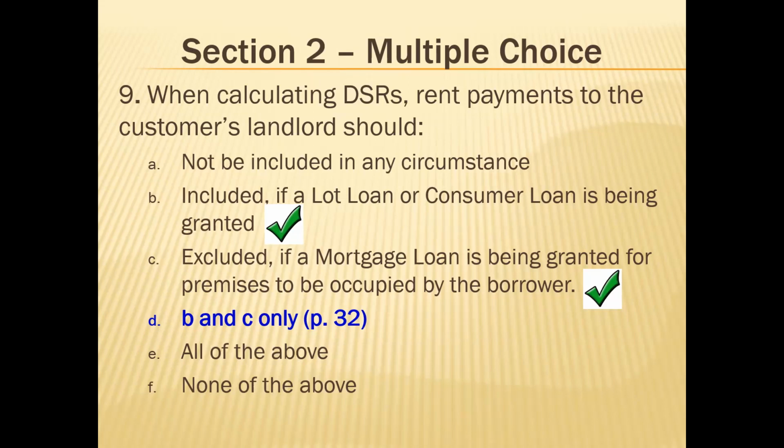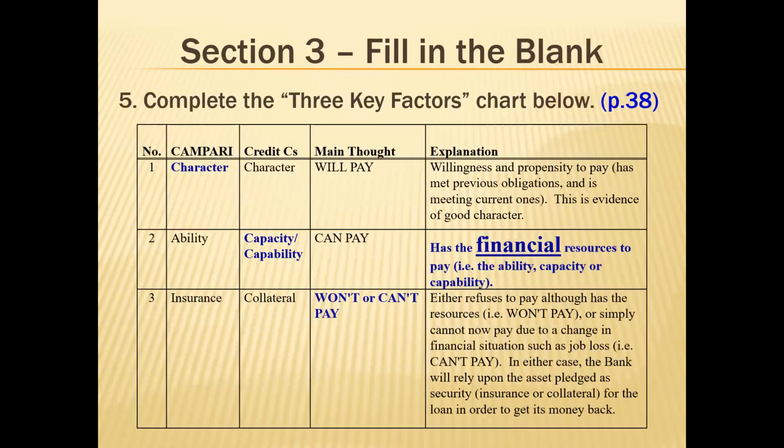Then I want to move on to section 3, fill in the blank. That was pretty much well done, with the exception that for more than one person, the fourth blank just says has the resources to pay. You want to ensure that you put in there has the financial resources to pay. That is an operative word in there. No one lost points for leaving out financial, but I just want to bring it to your attention that they have the financial resources to pay.